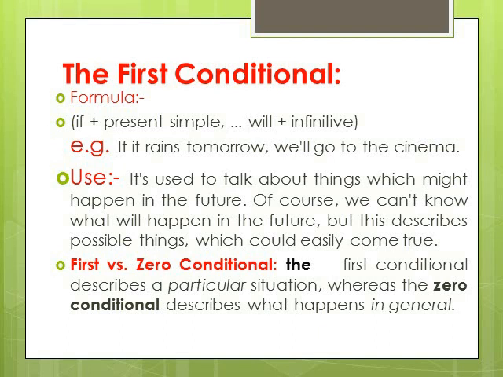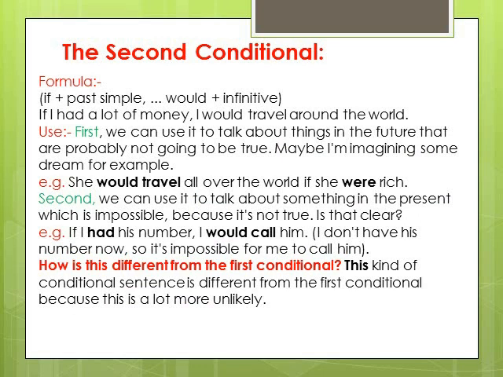Let's move forward to the third slide, the second conditional. The second conditional is used to talk about things in the future that are probably not going to be true, so it's an imaginary situation. You are talking about something that will not happen, or something that didn't happen. You are just dreaming about something or regretting a certain situation.